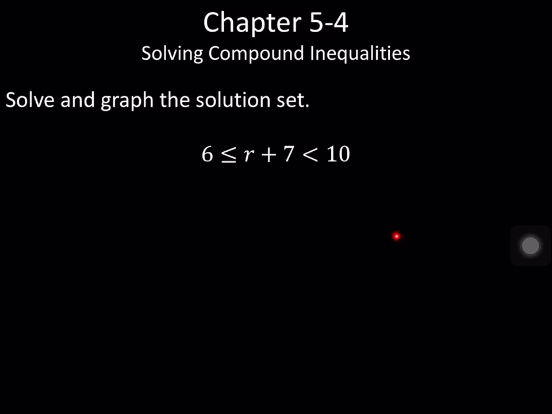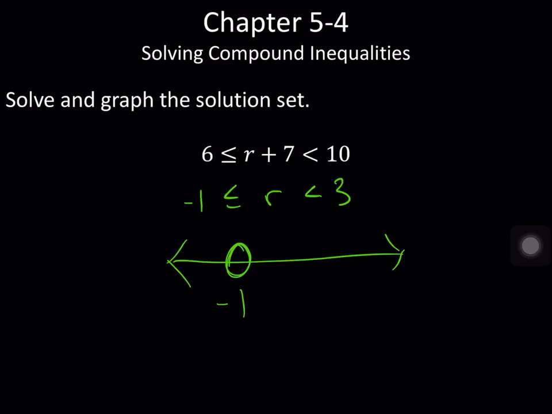So there's nothing to change the direction, so I'm going to go ahead and drop the inequalities down. Subtracting 7 here in the middle is going to get r all by itself, and then we've just got to remember to subtract 7 on both sides. And so -1 is less than or equal to r is less than 3, and then on that number line, -1 less than or equal to r is going to be in the middle, and 3 is going to be on this side. It's an open circle because it's not the or equal to, and that's what that number line should look like.